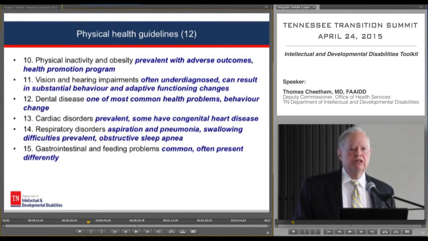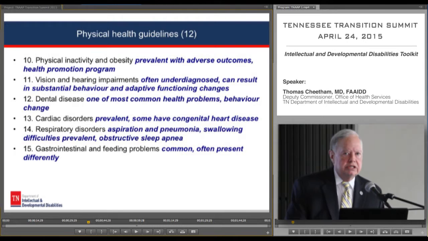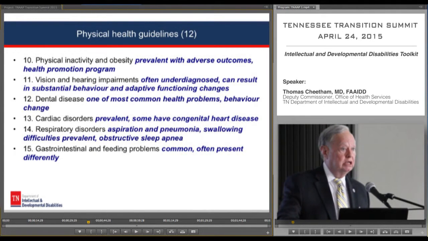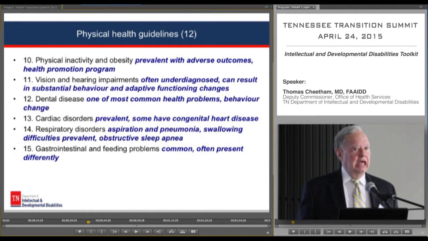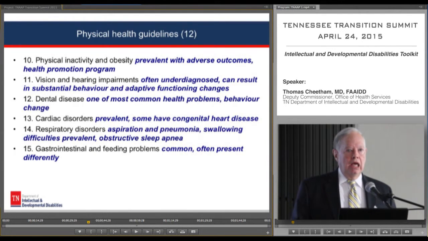Obesity, vision, and hearing, those can be insidious in their onset. So you've got to certainly think of those. Dental disease also can be a really significant problem. I remember a patient who I was working up for a change in behavior, and sometimes that's all you find is a change. And that's not really helpful sometimes.